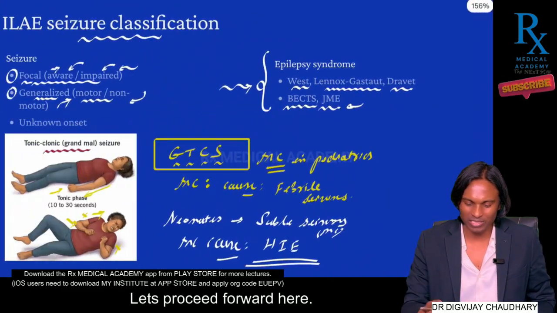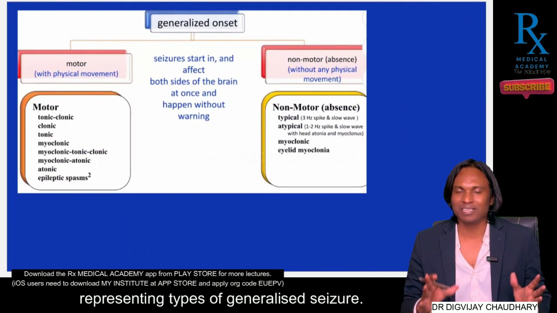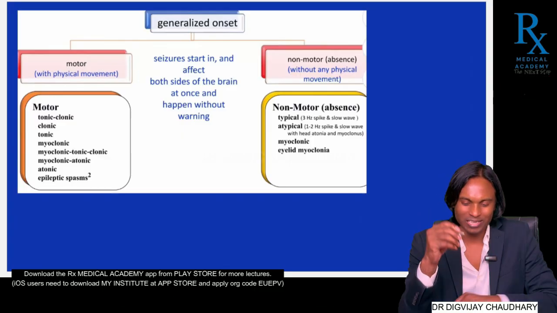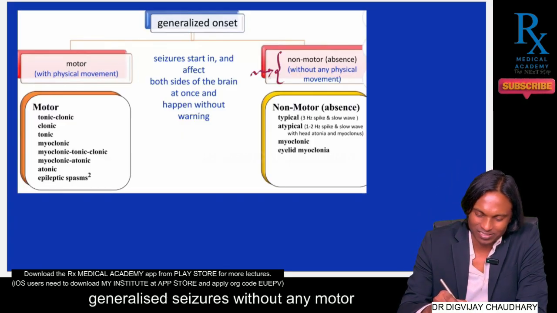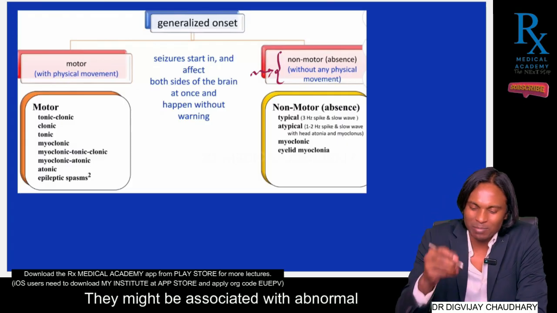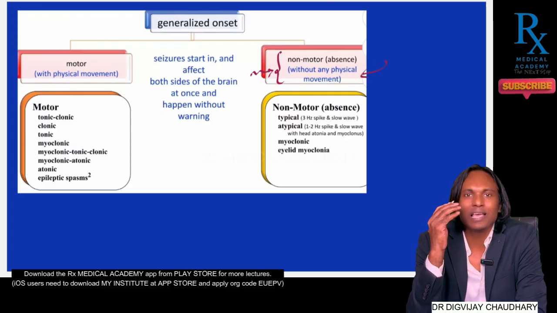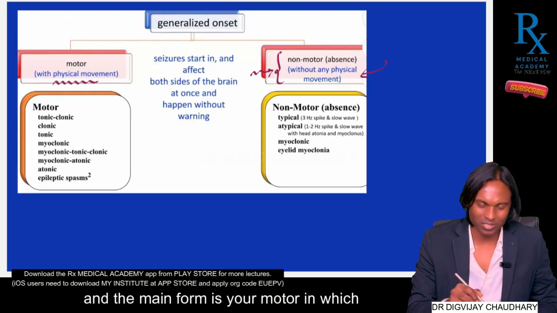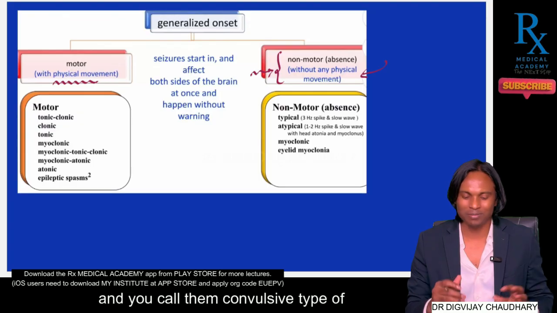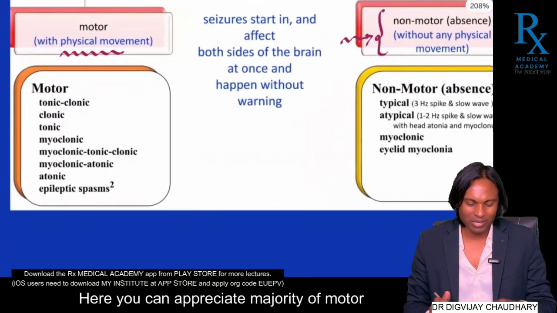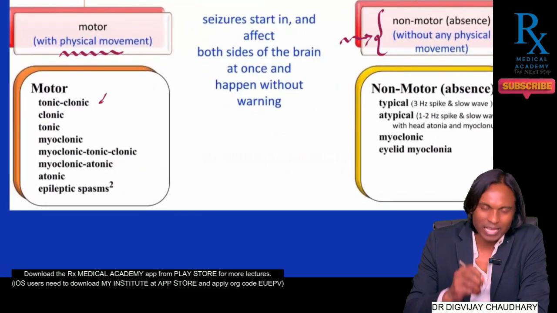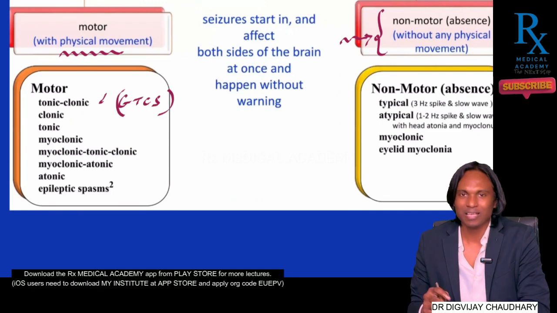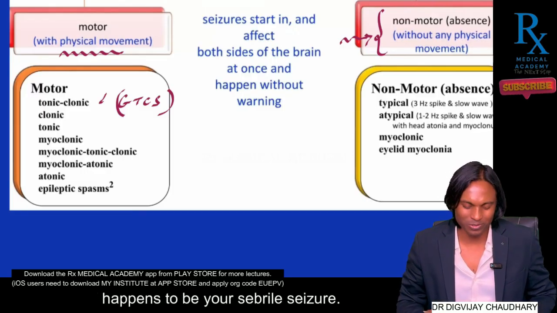Let's proceed forward. Here you can appreciate one more slide representing types of generalized seizure. So generalized seizures can be motor, can be non-motor. Here on this side you can appreciate generalized seizures without any motor involvement. They might be associated with abnormal behavior along with loss of consciousness. Okay, we will discuss. And the main form is your motor, in which there will be physical movement, and you call them convulsive type of generalized seizure. Here you can appreciate the majority of motor seizures, and the most common type of motor seizure happens to be your generalized tonic-clonic seizure. And what is the most common cause? It happens to be your febrile seizure.